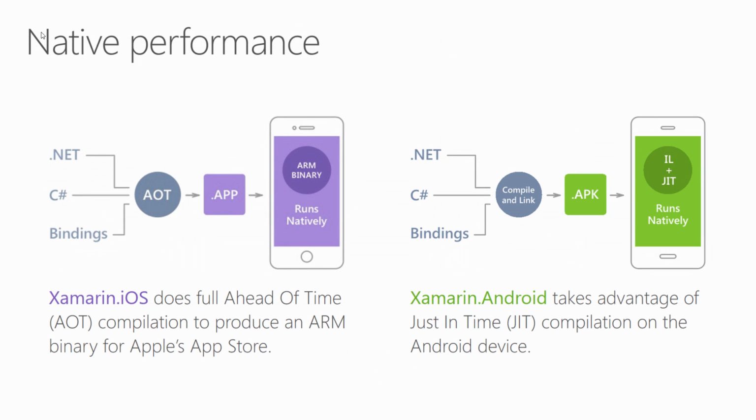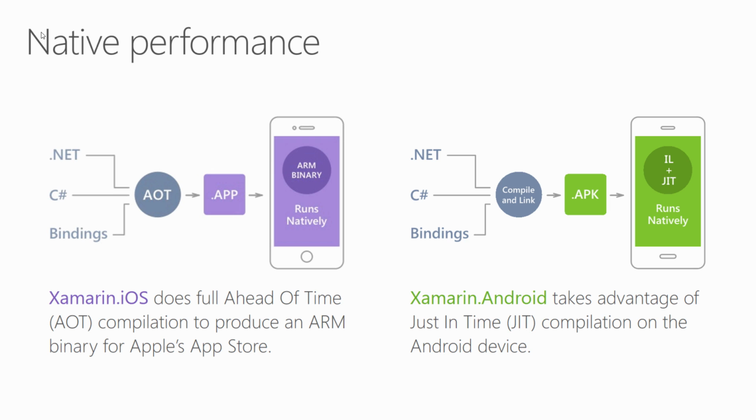Now, we do give you purely native performance across all these different platforms. On iOS, we do full ahead-of-time compilation, AOT compilation. We take your C#, compile it down into IL, an intermediate language, and one more time down with LLVM, which is a compiler and optimizer, that creates a native ARM binary that is then uploaded to the App Store or distributed internally in your organization.